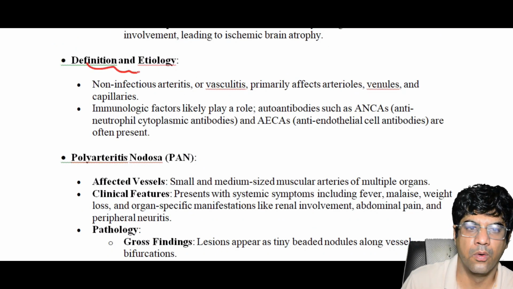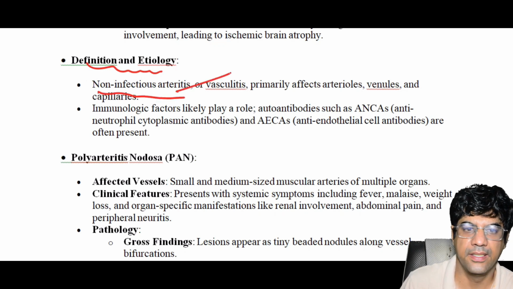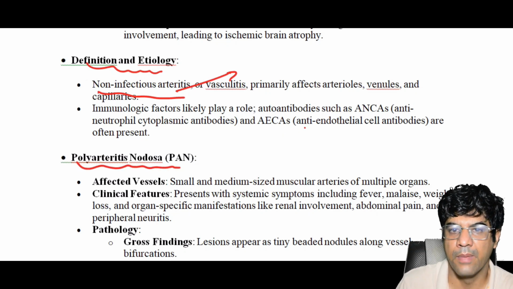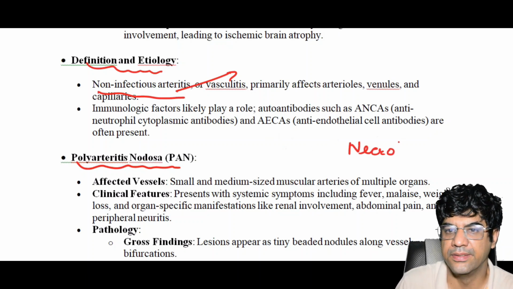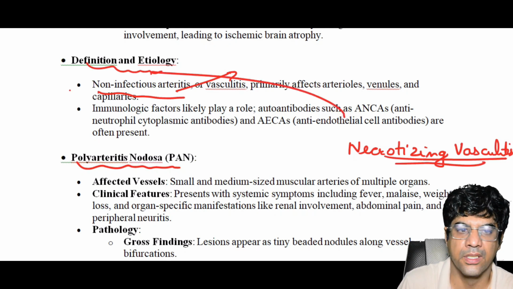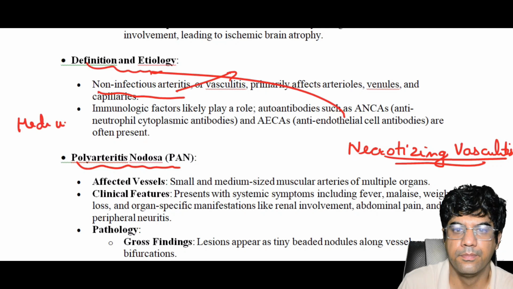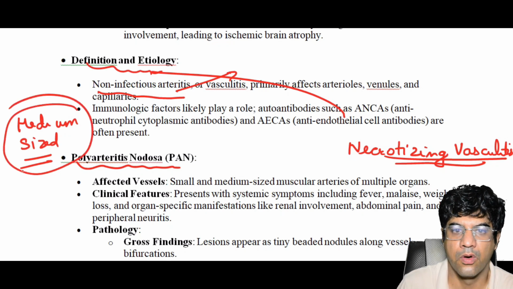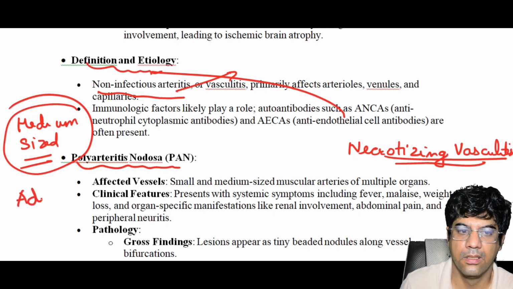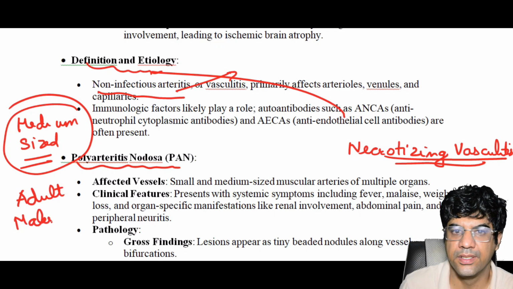Now let us discuss non-infectious arthritis. One example is polyarteritis nodosa. Remember, polyarteritis nodosa is a type of necrotizing vasculitis that involves the medium size muscular arteries across multiple organs. It will affect adults, mainly males.